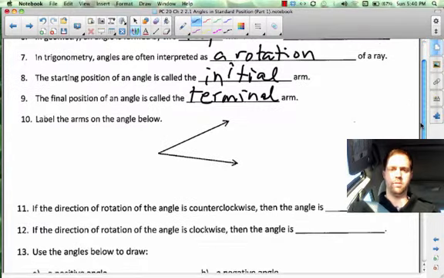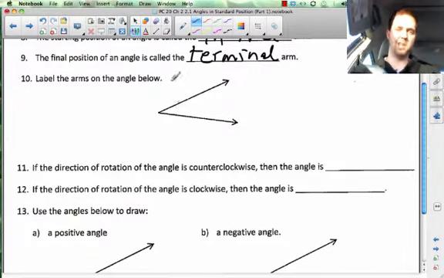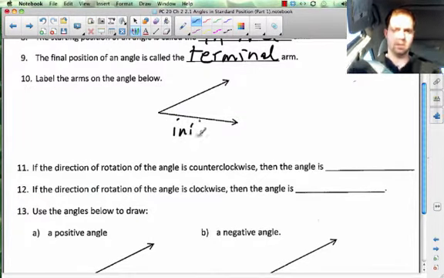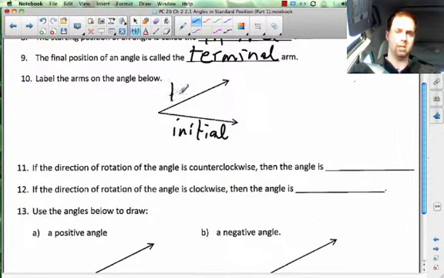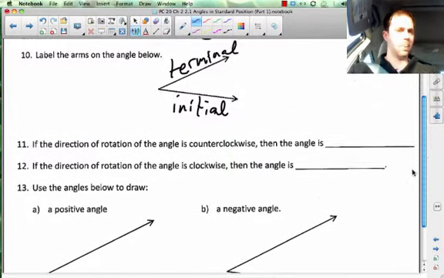So I'll give you an opportunity to label the two arms on this diagram in your notes. So go ahead and hit pause now. We'll go over the answer when you come back. Okay, welcome back. So wherever we decide to start our angle, this will be the initial arm. And then we rotate from there. And wherever we stop, that is our terminal arm.